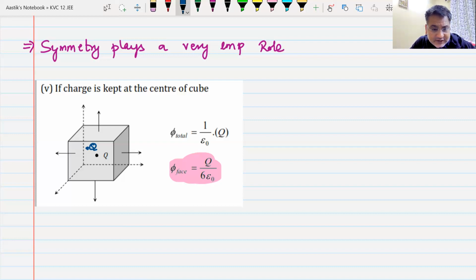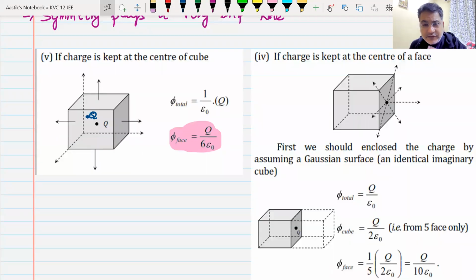So this was a body center cube. Now I come to the next one, which is the FCC, face center cube. Now you can see, there is a charge placed at the center of a face of the cube, and just pay attention, because this is symmetry, and symmetry from this chapter is going to play a very large role coming forward. This is placed at the center of this face. Do we understand this?